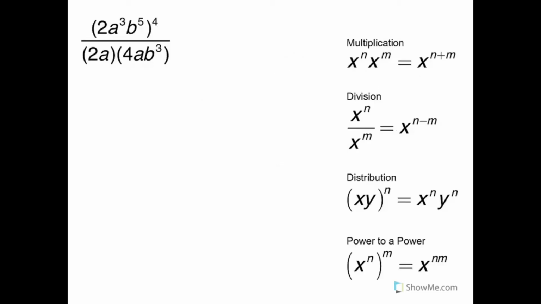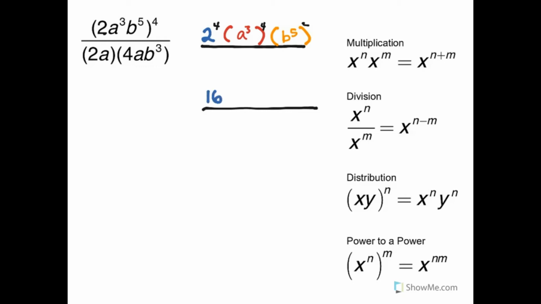Here's a simplification that's going to require every property we've discovered. The numerator has 2 times a cubed times b to the 5th, all to the 4th power. So let's rewrite that. The 4 is applied to the 2, giving us 2 to the 4th. It's applied to the a expression, a cubed, and it's applied to the b expression, b 5th. Let's finish up with the numerator first. 2 to the 4th power is 16.